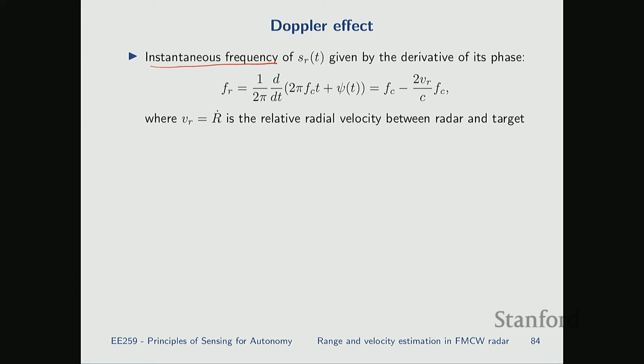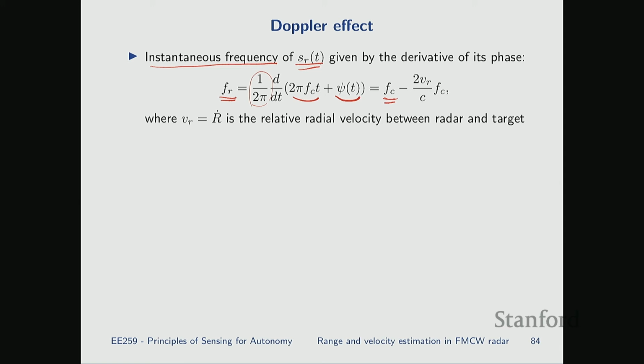So let's do that. Again, as you know, the instantaneous frequency of the signal is just 1 over 2 pi times the derivative of its phase. And here we are talking about the received signal. What is the phase? There's a 2 pi fc t plus this phi of t. So take the time derivative of that. The first one, 2 pi fc t, d/dt just gives you 2 pi fc, divide by 2 pi, it just gives you fc.